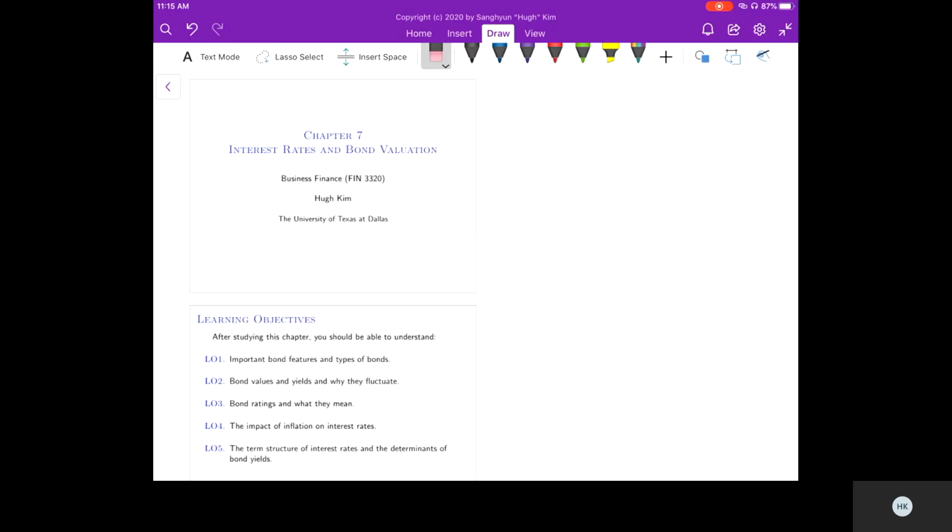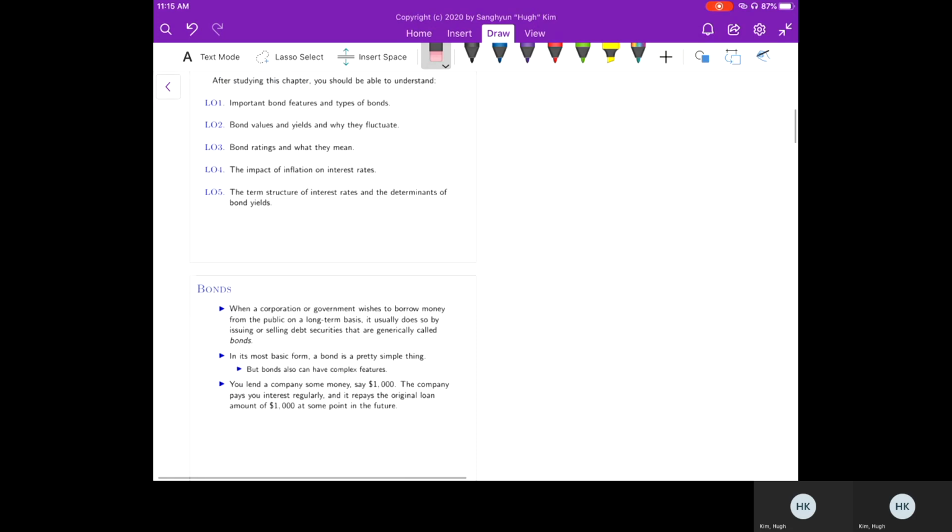Okay, in this lecture, we're going to study Chapter 7, Interest Rates and Bond Valuation. We're going to apply discounted cash flow valuation techniques that we have developed in the previous lectures to value a bond. So what is a bond? When a corporation or government wishes to borrow money from the public on a long-term basis, it can do so by issuing or selling debt securities, and debt securities are generically called bonds.